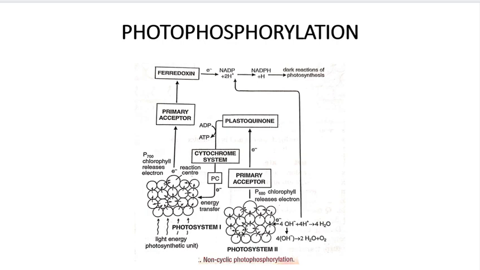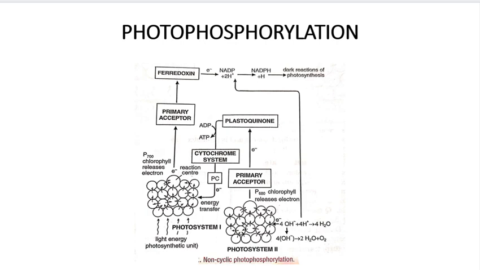Now, what happens when the two photosystems work in a series? The first photosystem 2 and then photosystem 1, then you call it non-cyclic photophosphorylation. And on the other hand, when only photosystem 1 is functional, the electron is circulated within the photosystem and photophosphorylation occurs due to cyclic flow of electrons.